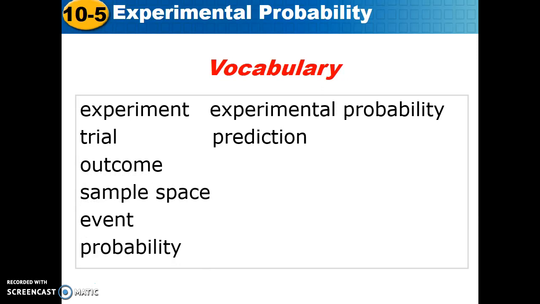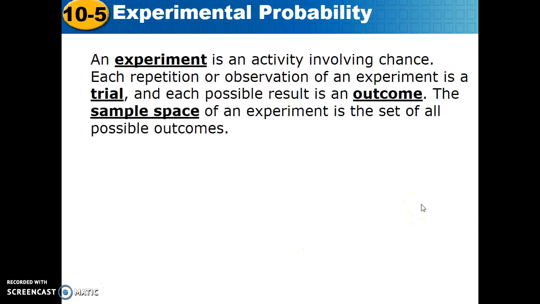Some vocabulary for the day. Most of these are on page 727. So for your notes, you can look in your book, page 727, to find our working definitions for these terms: experiment, experimental probability, trial, prediction, outcome, sample space, event, and probability. So these definitions are found on page 727. So please read through them.